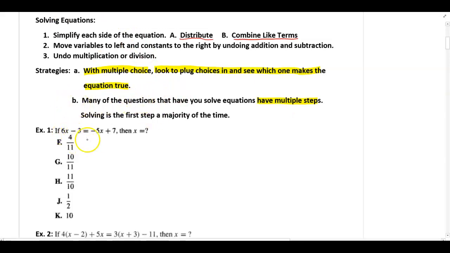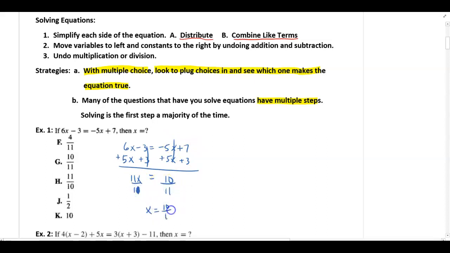So let's take a look here. The first one is real straightforward and easy. 6x minus 3 equals negative 5x plus 7. I'm going to write it out to the side a little bit so I have more room. Anytime we solve equations, I look at each side: no distributing, no combining like terms. Now I can move the variables to the left. Add 5x, add 5x, add 3, and right away I get 11x equals 10. Now I can divide by 11, and x equals 10 elevenths, which would be letter G.